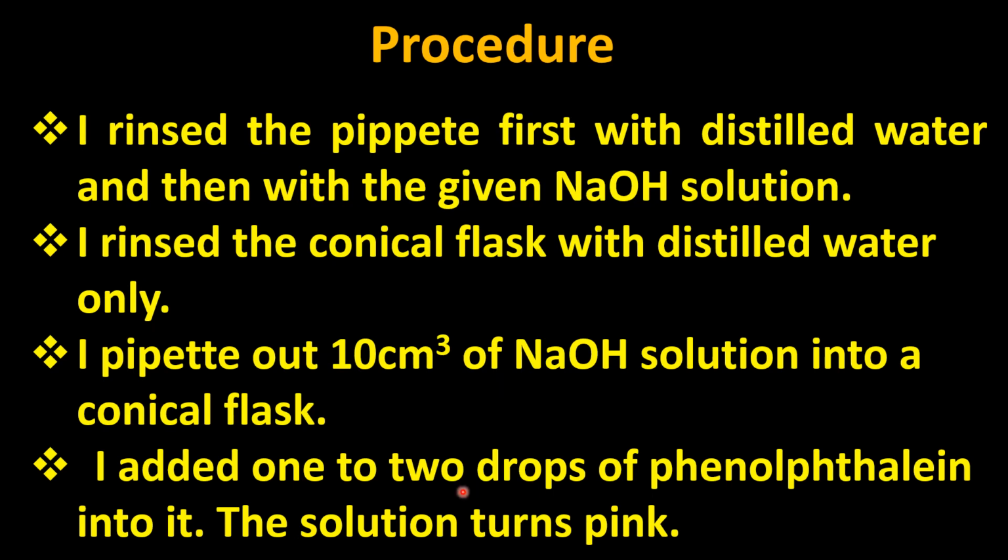Then what I have to do? I have to add 1 to 2 drops of phenolphthalein in it. The color of the phenolphthalein is definitely something like magenta or shocking pink, so the sodium hydroxide solution turns pink when we add phenolphthalein indicator in it. And the second thing which is very important, which you have to memorize, is that we don't know the molarity of sodium hydroxide solution, but we will find it out at the end of the experiment.